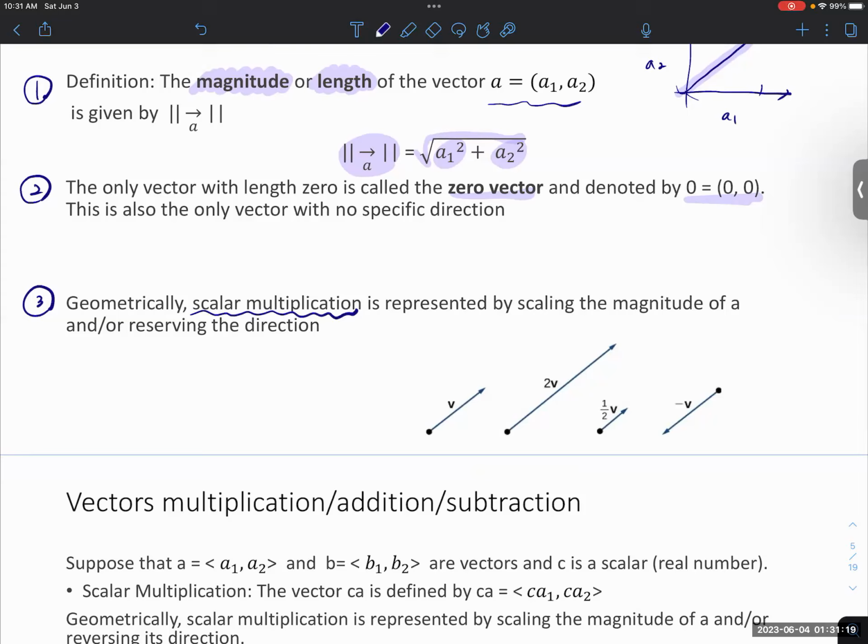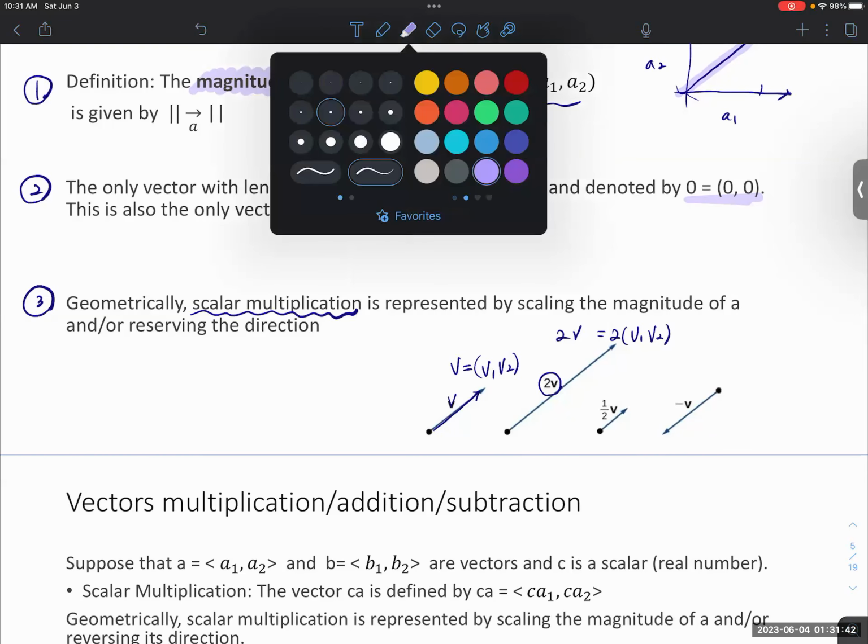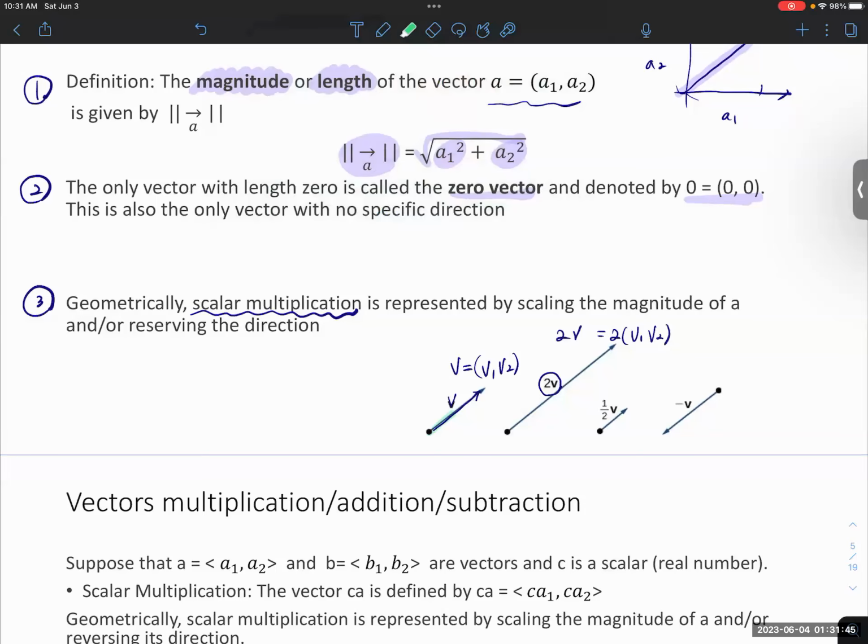multiplication. So let's say I have a vector V with components V1 and V2. What does 2V mean? You multiply each component by 2. So this is going to be 2V. Am I correct? So let's compare the size, the length, of V and 2V. What do you guys think? V is this amount. 2V is going to be double. So what we can do is multiply by a scalar, let's say C is a scalar.